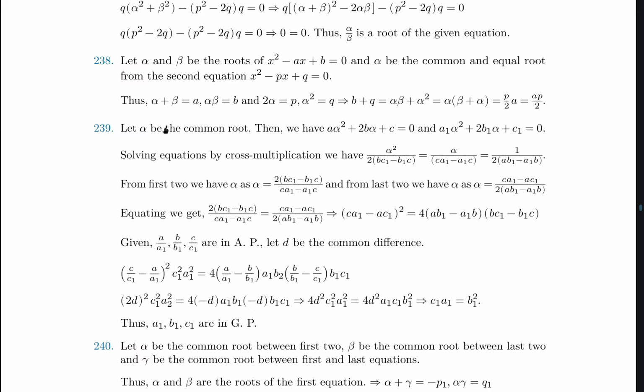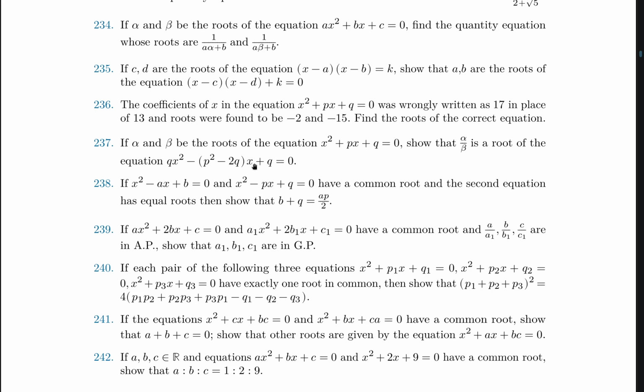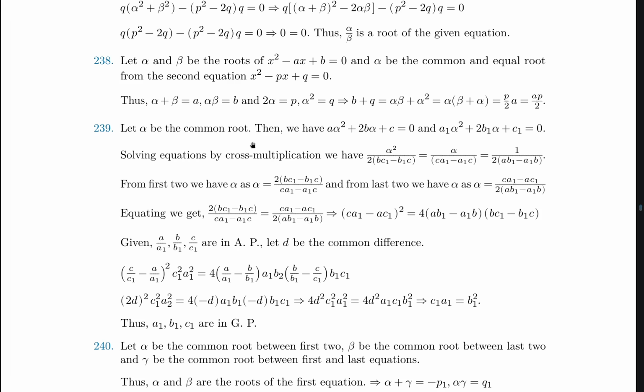So we have one common root. We let alpha be the common root, so it gives us two equations in alpha, and we do cross multiplication. We get alpha square by 2 bc1 minus b1c is equal to alpha by ca1 minus a1c is equal to 1 by 2 ab1 minus a1b.